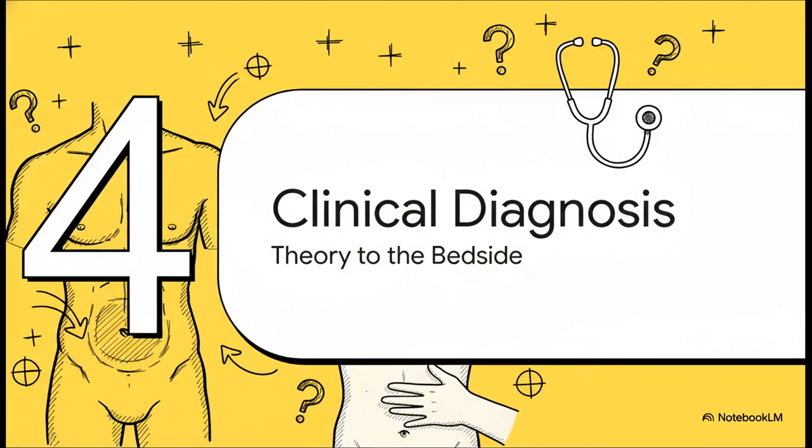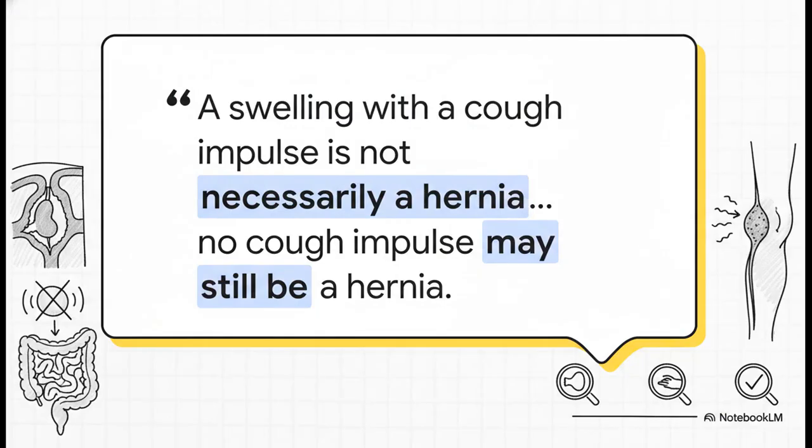Let us now take all this theoretical knowledge and apply it where it matters most, at the patient's bedside. How do you actually diagnose a hernia in the clinic or on the ward? I want you to remember this clinical pearl from Bailey and Love. We are often taught that a cough impulse is the defining sign of a hernia, but it is just not that simple. An irreducible hernia with a very tight neck might have no impulse at all, and other conditions, like a saphenous varix, can have one. Diagnosis requires a thoughtful combination of signs, not just relying on a single finding.